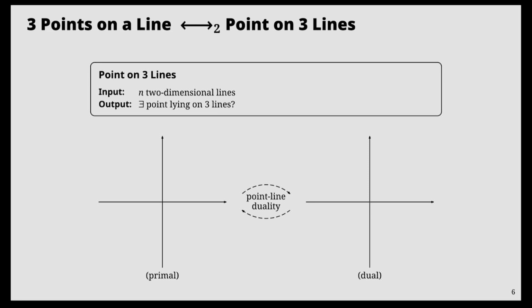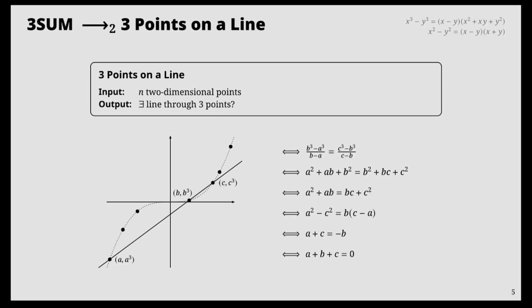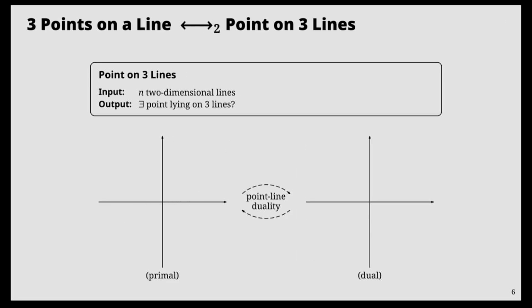Okay. Well, the next problem is we've seen that 3 points on a line is 3SUM hard. A very related problem seems to be having a point on 3 lines. By the way, I should mention, for all the problems before, it's a fun exercise to also see that these problems can actually be solved in n squared time, which was pretty obvious before, right?